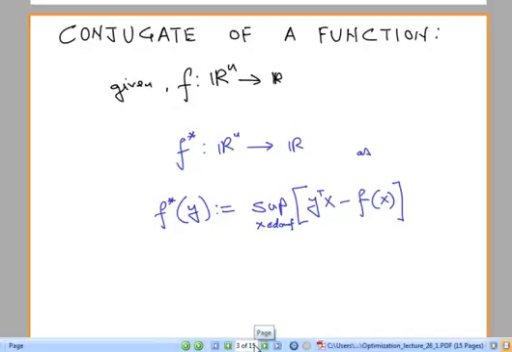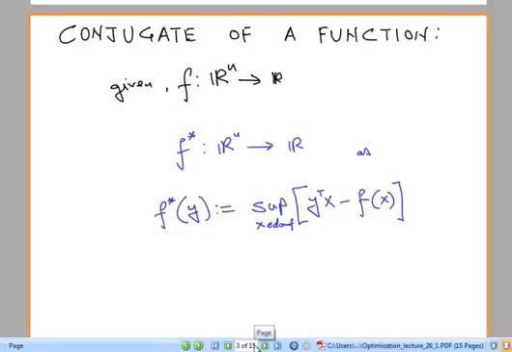So geometrically, what's going on? What do we mean by x belonging to the domain of f? That means we are taking the supremum over each x in the domain.